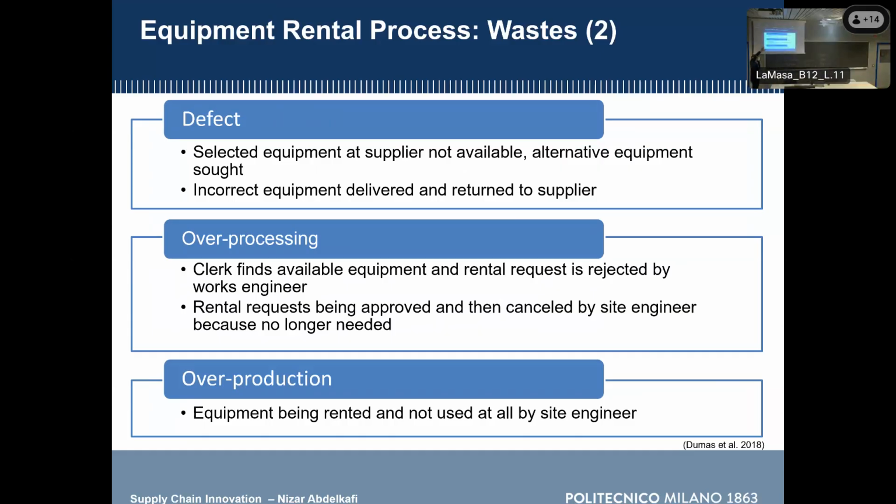Then we have over-processing. Clerk finds available equipment and rental request is rejected by works engineer, or rental request is approved and then cancelled by the site engineer because no longer needed. It could also happen, right? So the works engineer says, yes, we need that equipment, so I'm agreeing with the site engineer, but the site engineer says, okay, it's no longer needed. So there is delivery and then it's not requested. This could happen. And this is over-processing.